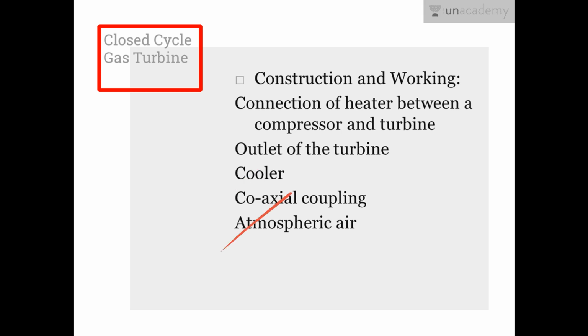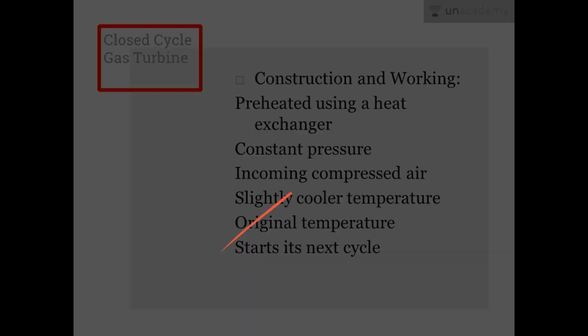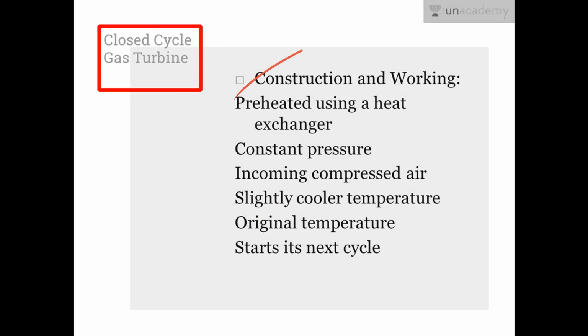The atmospheric air is drawn into the compressor, and then the compressed air or gas is passed to the heater through a heat exchanger for its preheating. It is then heated in the heater using any kind of fuel at constant pressure. Later it is made to flow through the turbine, and as a result, the compressor, turbine and generator will run.